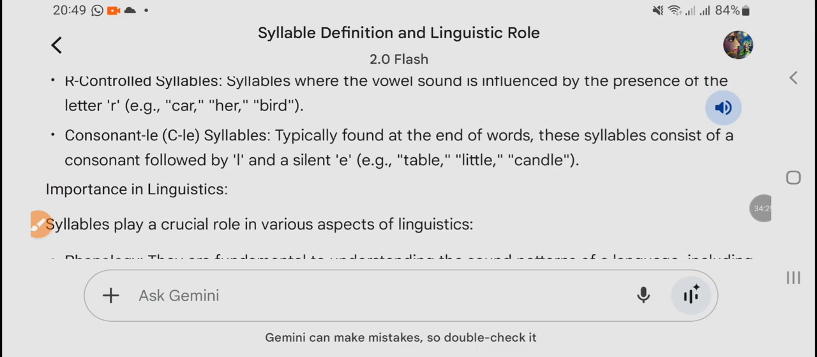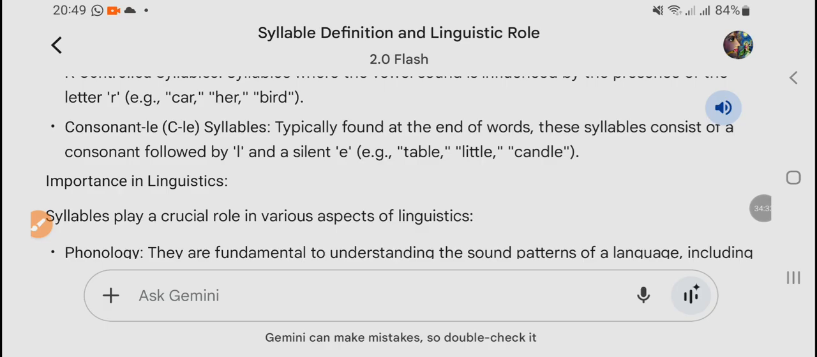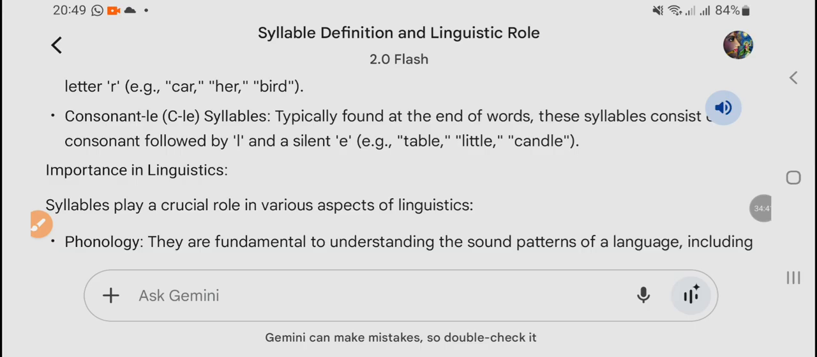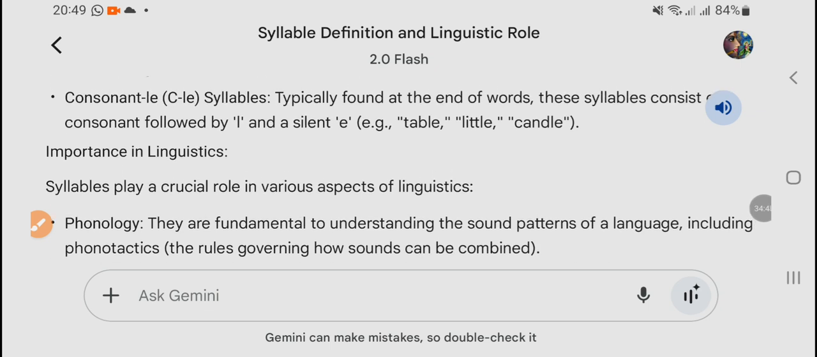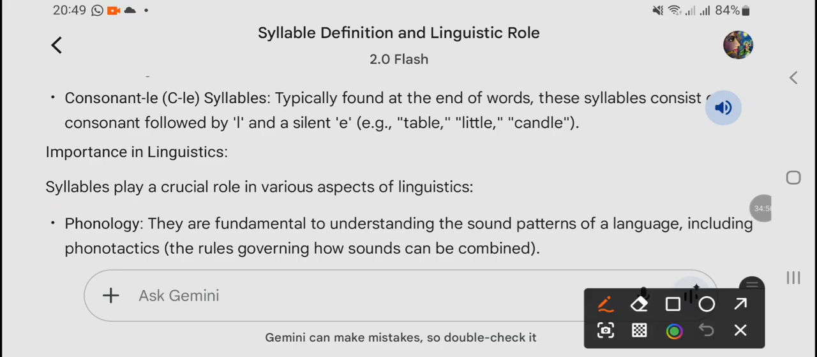Okay. Now the next variety is the consonant LE syllable, meaning the word ends with LE. Typically found at the end of words, these syllables consist of a consonant followed by L and a silent E. Means E is there, but it has no sound. Table, little, candle, right? These syllables are called consonant LE syllables.